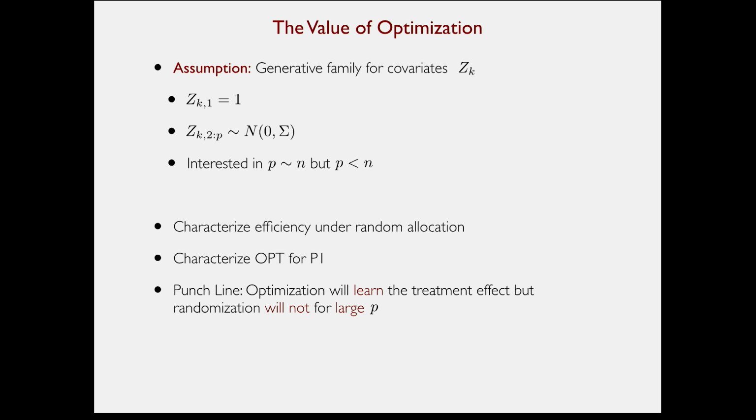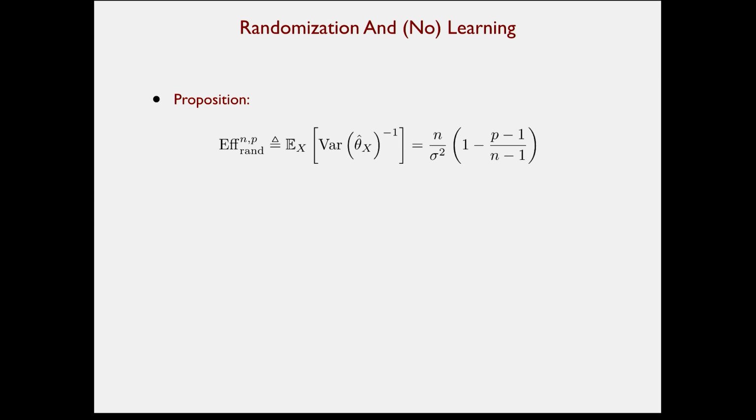And really, as I said, I'm interested in the setting where P is really large. So in fact, I'm going to make P as large as it can be, which is n minus 1. In this setting, for everything to make sense in the context of what I talked about, what's the difference between optimization and randomization? Here's a simple calculation. If you randomized, I just randomly assigned +1 and -1, and I asked what's the efficiency of what I just estimated?